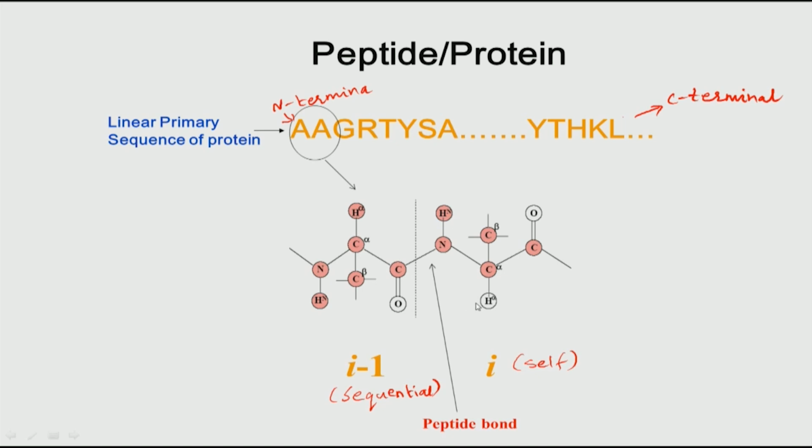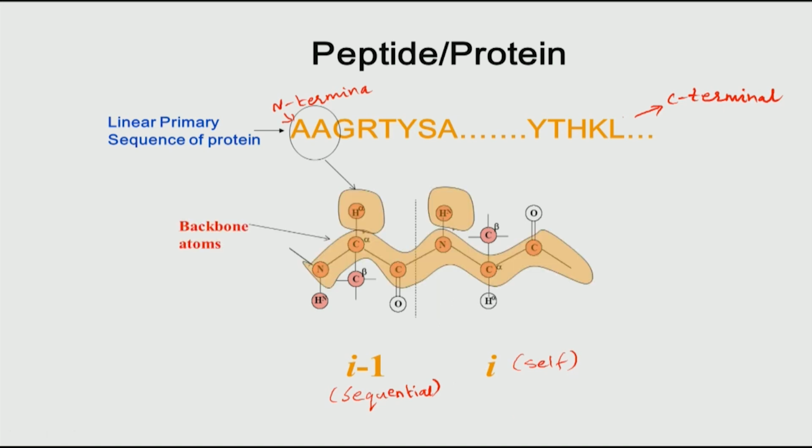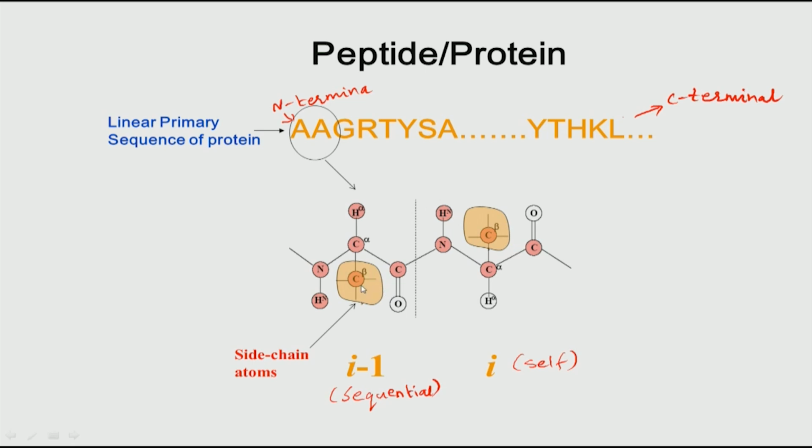So, in protein and peptide NMR jargon, we have to define some more terms. First is the backbone atoms. So, this zigzag chain running through the sequence, which has the H alpha, including the H alpha, we use the word backbone atoms, and the remaining, which is from beta onwards.